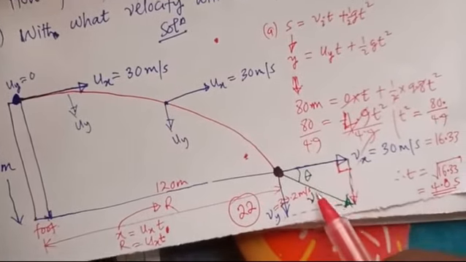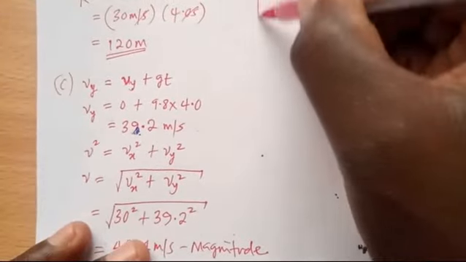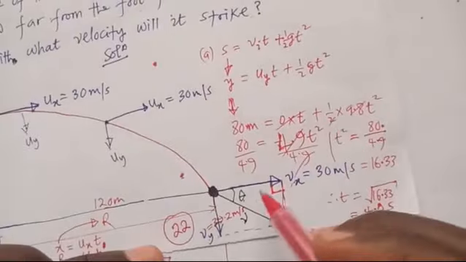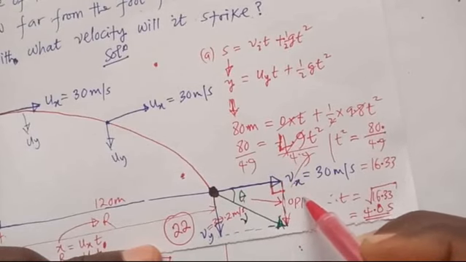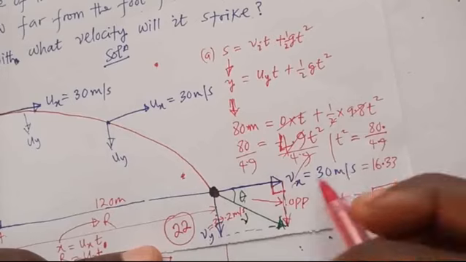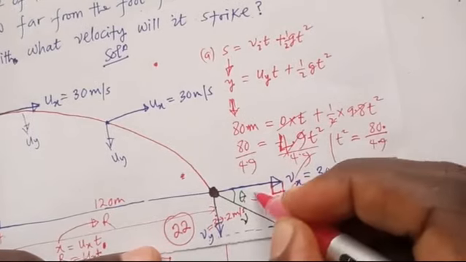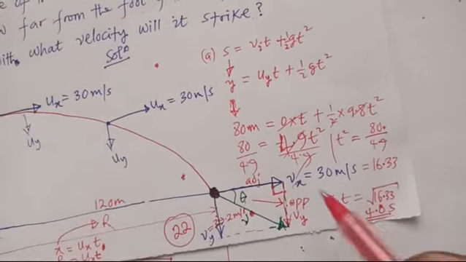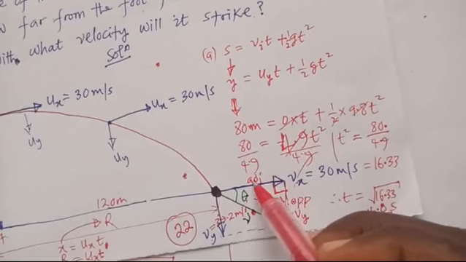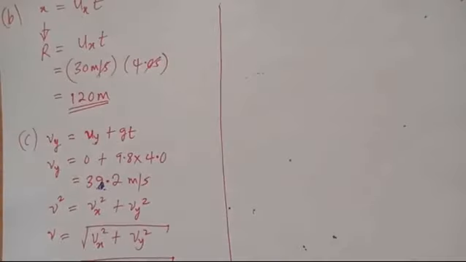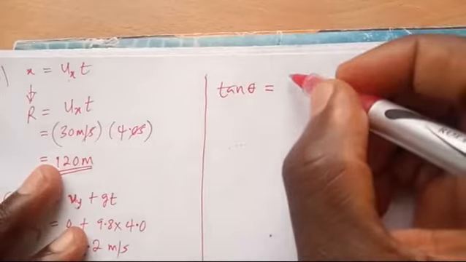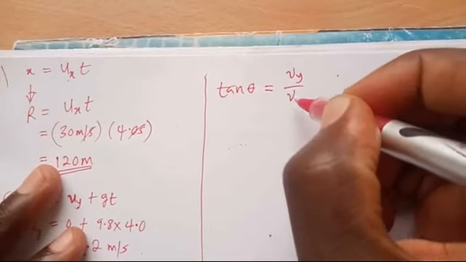The direction of the velocity is this theta that you see here. So how do we find theta? If you look at this one, this side is the opposite, and we know the opposite side is our v sub y, and this is the hypotenuse, and this one is the adjacent. Opposite over adjacent is a measure of tangent, so we can say tan theta equals opposite over adjacent, which is v sub y divided by v sub x.